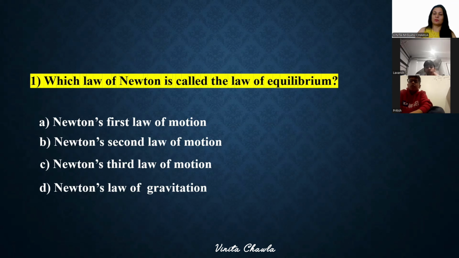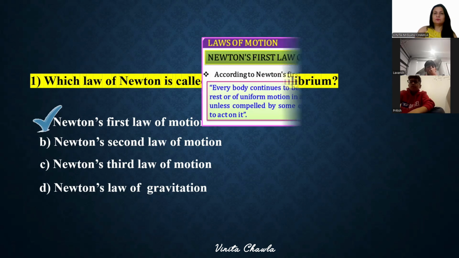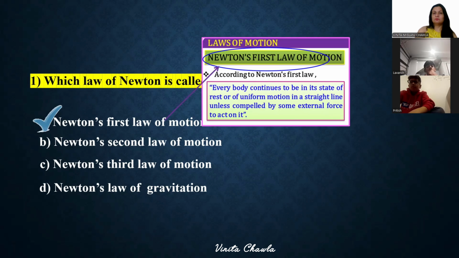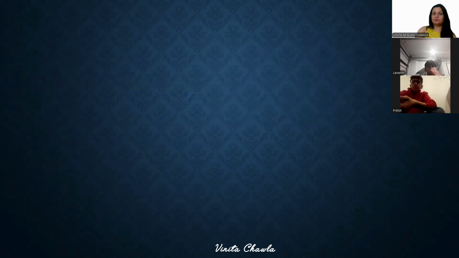Newton's law of gravitation. See, we are not talking here about the attraction between two objects and why does Earth revolve around. The first one, first law of motion. Yes, its answer is correct. It's Newton's first law of motion. And we know what Newton's first law of motion states. Every body continues to be in the state of rest or of uniform motion in a straight line unless compelled by some external force to act on it.